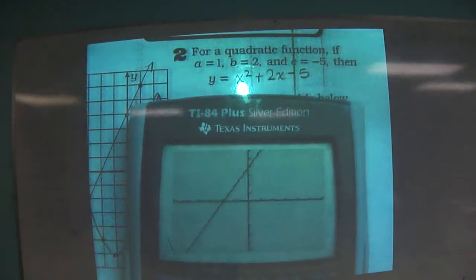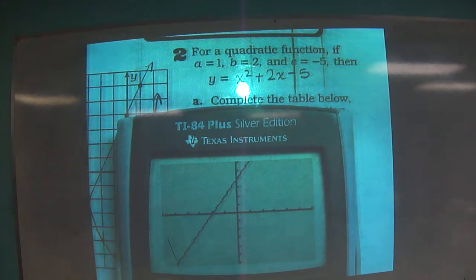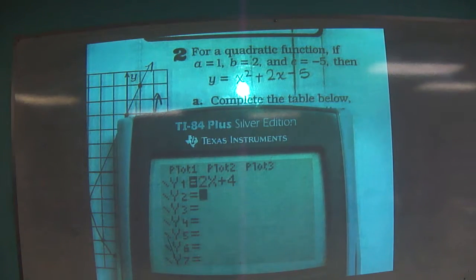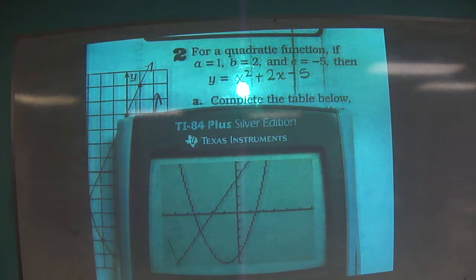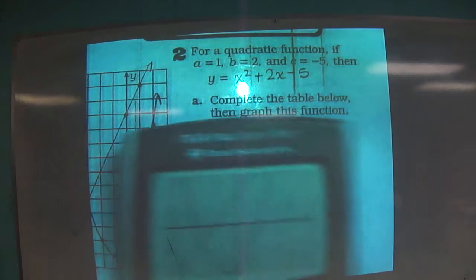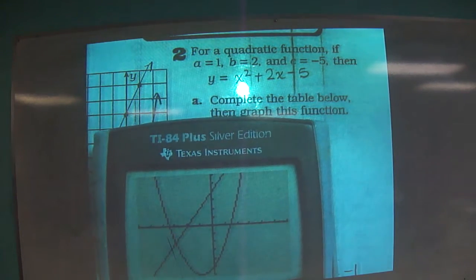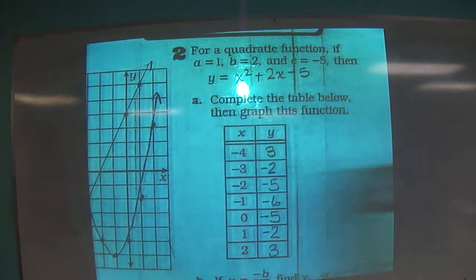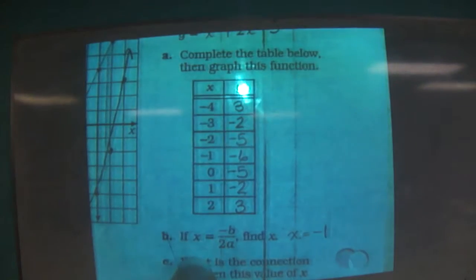Will that work on the graphing calculator? Now I'm going to go to y2, so we can show both of them on the same graph, just like we did. So we have x squared plus 2x minus 5. Ready for the graph? There it is. Whoa! Does that look familiar? Sure it does, only it graphs a whole lot prettier than I do. All right? So, then we answer the questions.